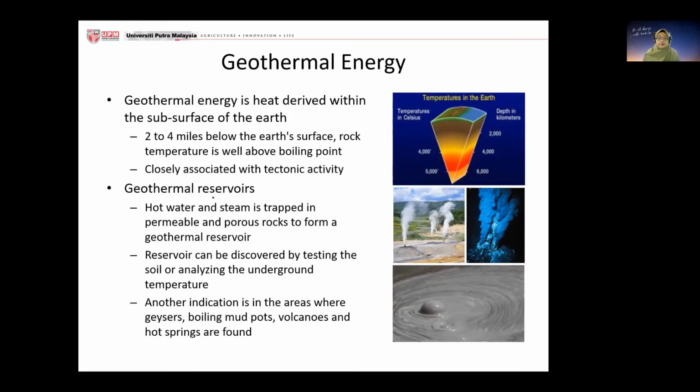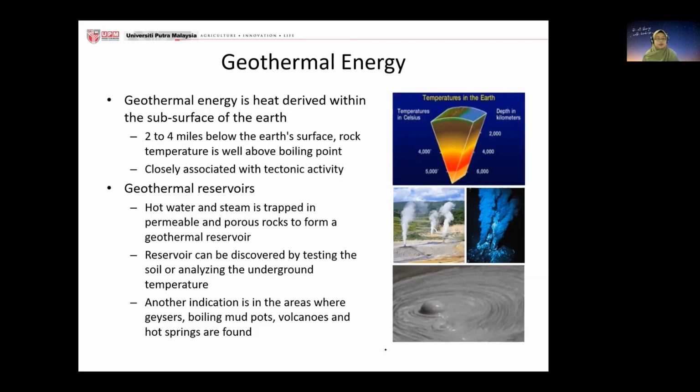And there will be a geothermal reservoir, where hot water and steam is trapped in permeable and porous rocks to form a geothermal reservoir. This reservoir can be discovered by testing the soil, or you can analyze the underground temperature. It is possible. Another indication is the areas where geysers, boiling mud pots, volcanoes, and hot springs are found.